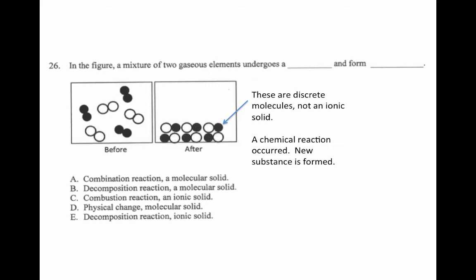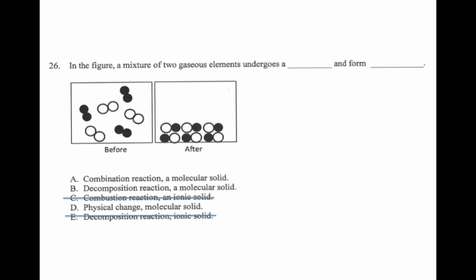This is also a chemical reaction. A new substance is formed. So if we look at our choices, we can begin by crossing out those that indicate an ionic solid is forming. This looks like a molecular solid.